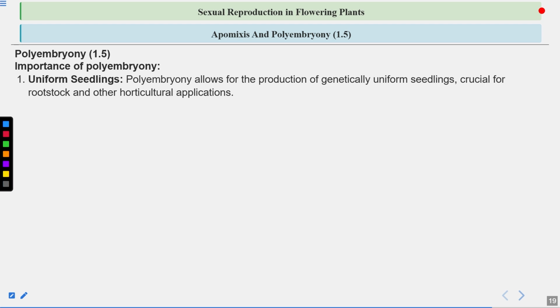Polyembryony allows the production of genetically uniform seedlings, crucial for the rootstock and other horticulture applications. So rootstock.